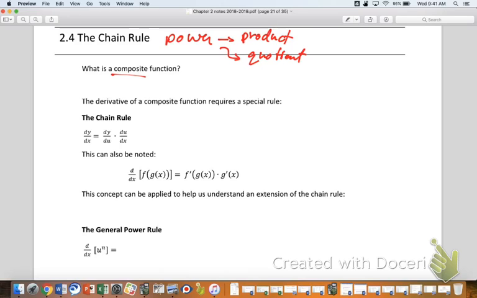What if it's not a product? What if it's a composition? What if it's a composition of functions or a composite function? So I would like to ask you, first of all, do you guys remember from like pre-calc, algebra 2 maybe, what is a composite function?